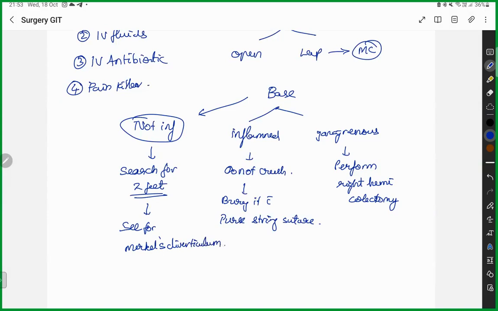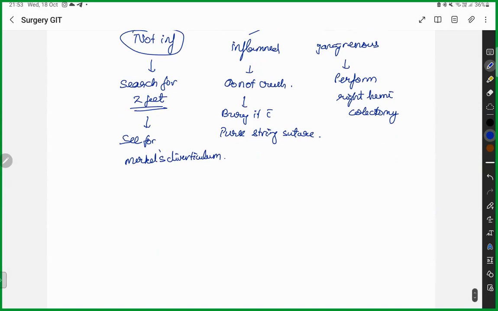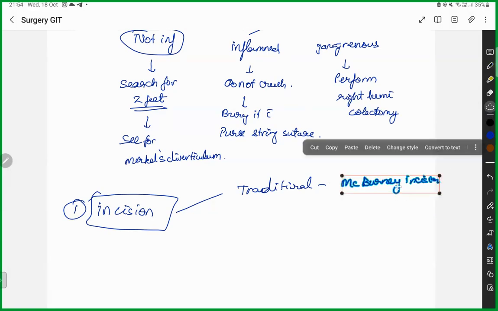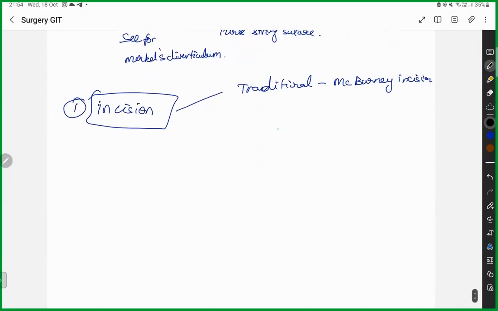Okay, this is important. What is going to be the traditional incision? Now you have to talk about what the incision is going to be. Whatever we are going to do, we are going to perform an incision first. So what incision is going to be given for the patient? The traditional incision is going to be McBurney's incision. We have different types of incision, that is why this question is asked. The question can come: what type of incision are you going to put in this patient?